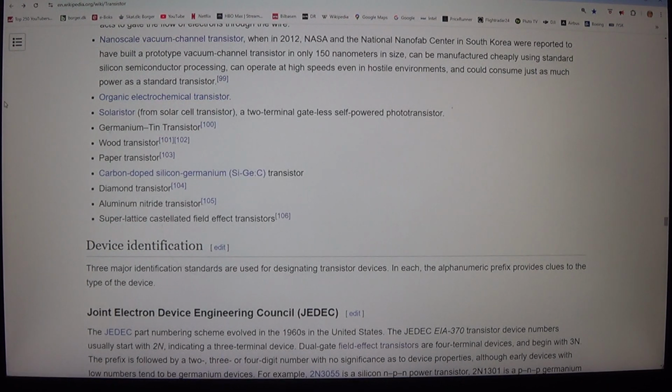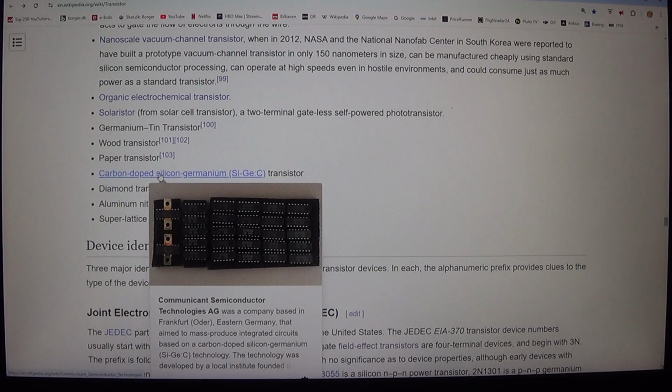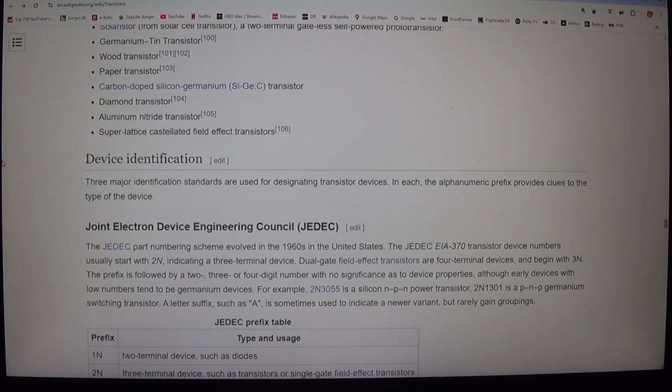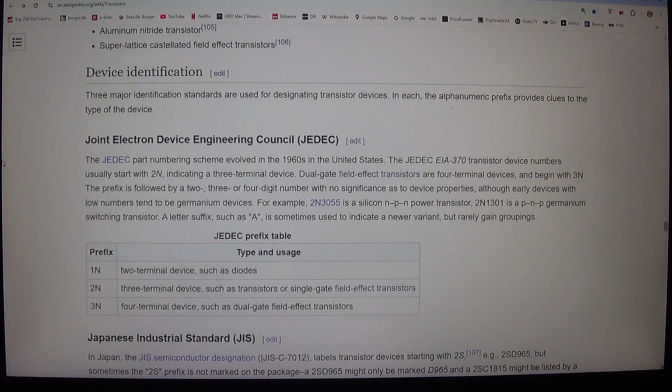12. Solaristor, from solar cell transistor, a 2-terminal gateless self-powered phototransistor. 13. Germanium tin transistor. 14. Wood transistor. 15. Paper transistor. 16. Carbon-doped silicon germanium, SiGeC, transistor. 17. Diamond transistor. 18. Aluminum nitride transistor. 19. Superlattice castellated field effect transistors.